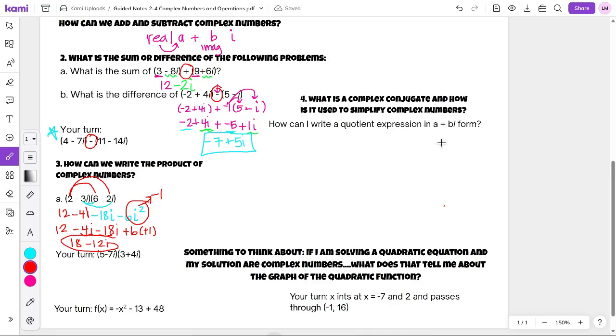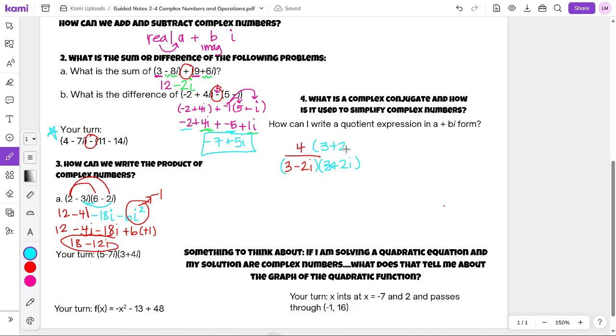Okay, how can I write a quotient? All right, so let's try 4 over 3 minus 2i. So quotient means I have a division problem, right? I cannot have a square root in the bottom of a fraction, and i is the square root of negative 1. So I multiply by the conjugate. Hopefully you know what the conjugate is. If you don't, I'm going to tell you, of course.